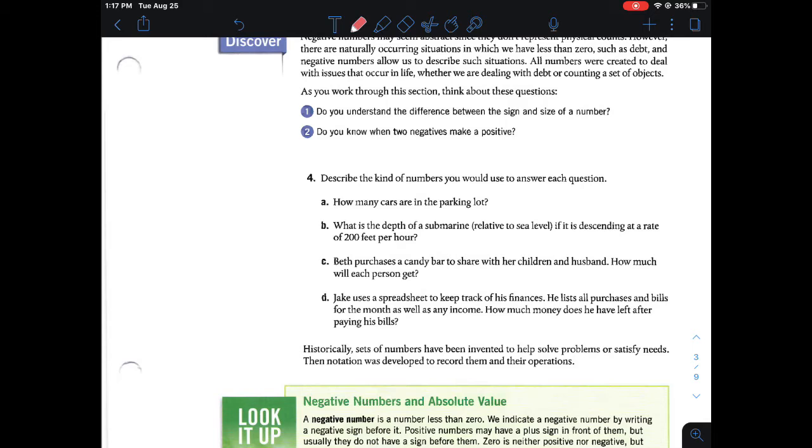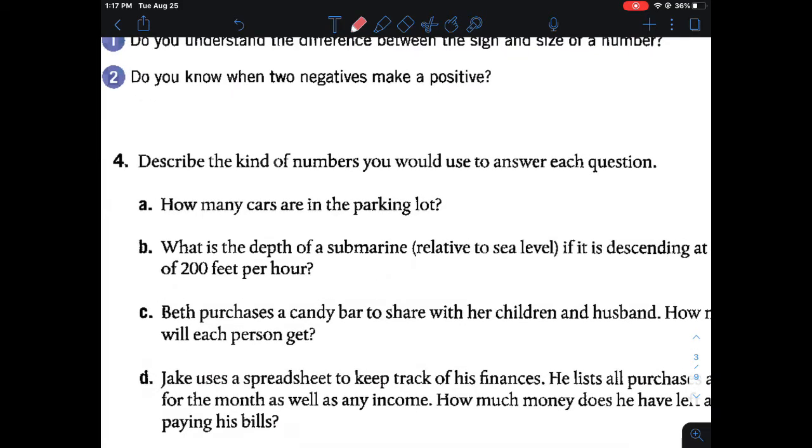And then I think our next one is number 4. What kind of numbers would you use to answer the following question? How many cars are there in a parking lot? Well, are we going to use negative numbers? Are we going to use decimals? Are we going to use fractions? No, we're going to use whole numbers, which would include 0, 1, 2, 3, and so on, forever and ever until the parking lot runs out of space.